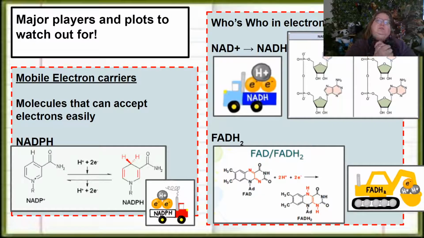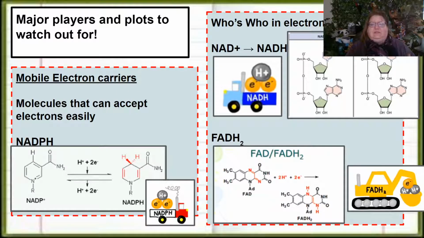Then we get into mobile electron carriers. Remember, one of my questions is what happens to those electrons? Well, these electrons get moved about a lot, and that's because we're dealing with energy, and these electrons have energy. So we want to get that energy. And so one of the other major players to watch out for would be these mobile electron carriers. Now, they look intimidating, these molecules, and in fact, their names can be pretty intimidating. Nicotinamide adenine dinucleotide phosphate, flavoprotein. Don't worry about the names for now.